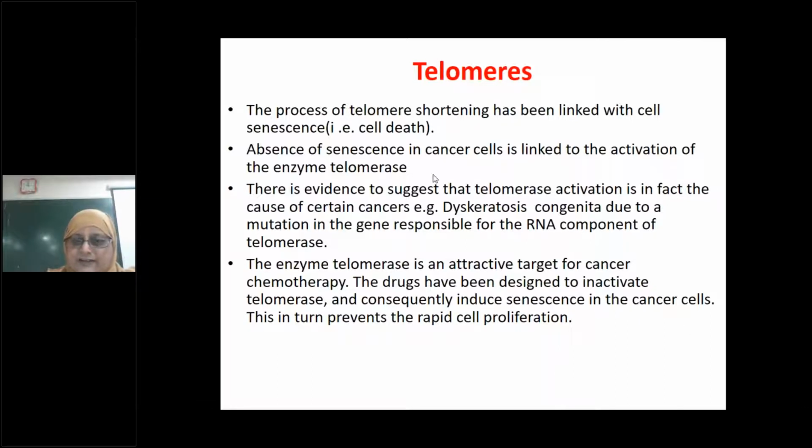So the activity of the enzyme telomerase is increased in certain cancers, and in conditions like dyskeratosis congenita, due to mutation in the gene responsible for the RNA component of the telomerase. Because of this association with increased telomerase activity in cancer, the enzyme telomerase has become an attractive target for cancer chemotherapy. Drugs have been designed to inactivate this telomerase enzyme so they can induce cell death in the cancer cells and prevent the proliferation of the cells in the cancer process.